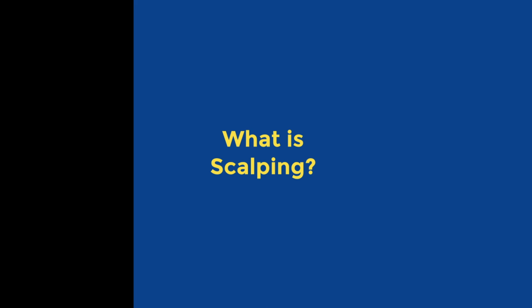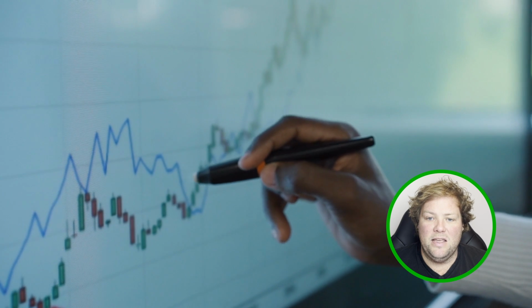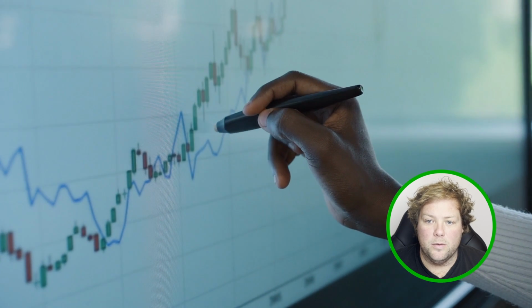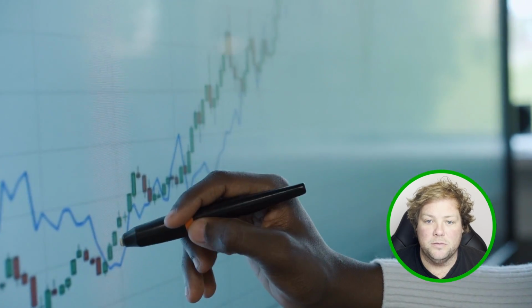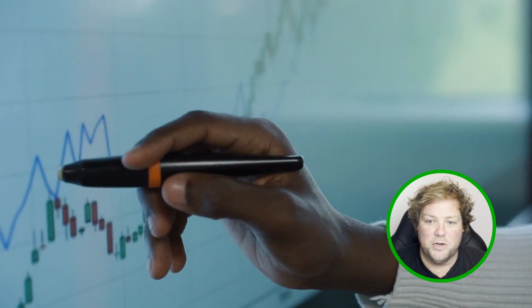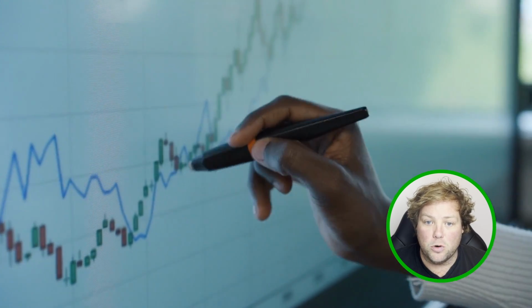Let's get into it. So what is scalping? Scalping is all about capturing small, quick profits from minor price movements. Even in a strong uptrend or downtrend, the price rarely moves in a straight line. There's always small fluctuations, and scalpers look to exploit these fluctuations by making multiple trades over a short period, taking advantage of small price changes.